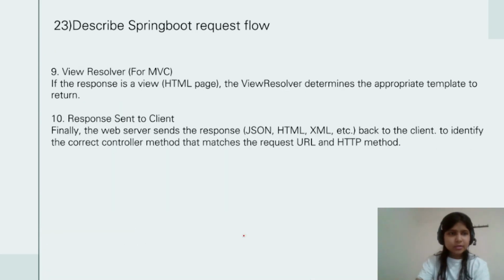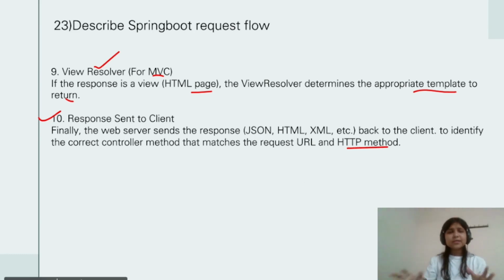Okay, so now next, like view resolver for MVC. Okay, it is not required for Spring Boot. If the response is a view HTML page, the view resolver determines the appropriate template to return. Okay, response sent to client. Finally, web server sends the response like JSON, HTML, XML, etc. back to the client to identify the correct controller method that matches the request URL and HTTP method. Okay, this is the whole process that you have to remember.